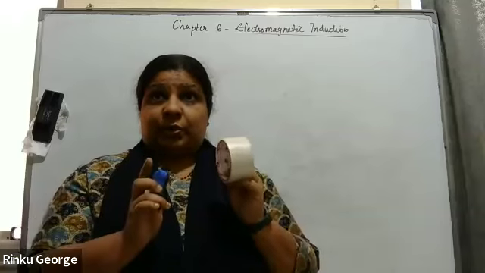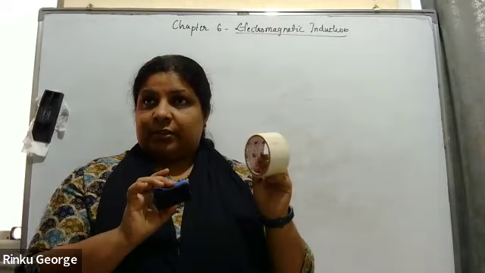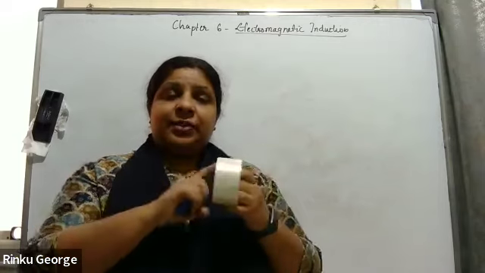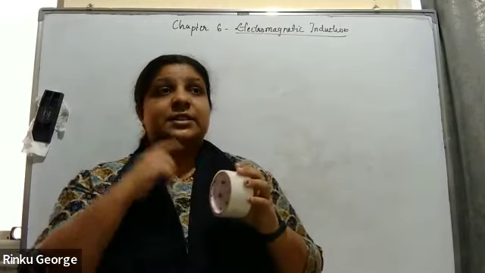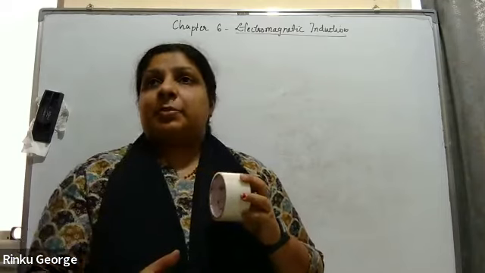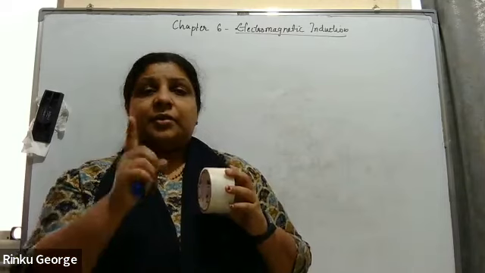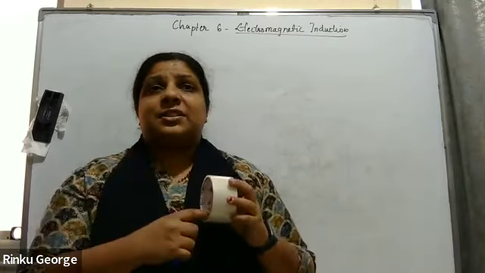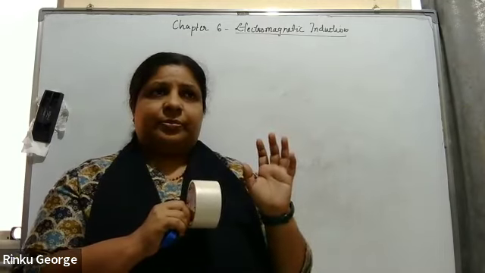Whenever there is a relative motion between the coil and a magnet, an EMF will be induced in the coil. And if that coil is in a closed circuit, due to that EMF, current will be produced. And that current we call induced current. Current will be produced only if it is in a closed circuit. Otherwise, EMF will just generate and it will just go.